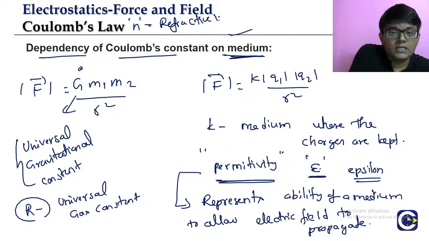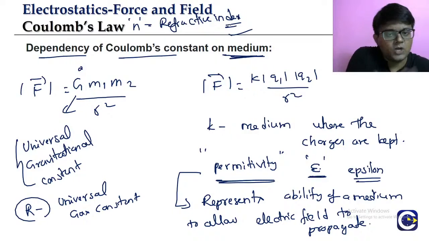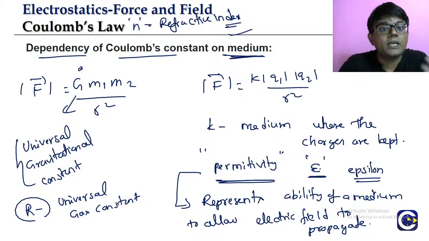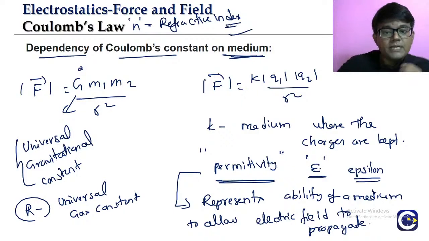It is the optical property of the medium. What does it represent? It represents the ability of the medium to allow light to propagate through it. That is the significance of the refractive index. Similarly here, we call it permittivity. So permittivity is the ability of the medium to allow an electric field to propagate through it.